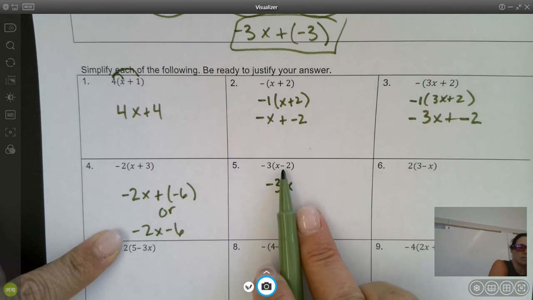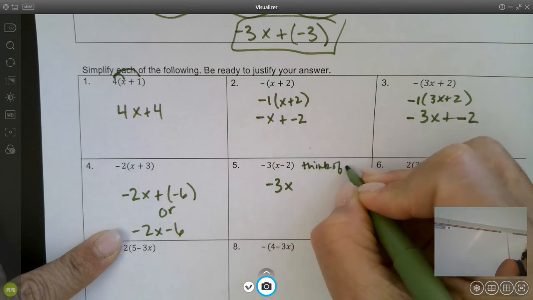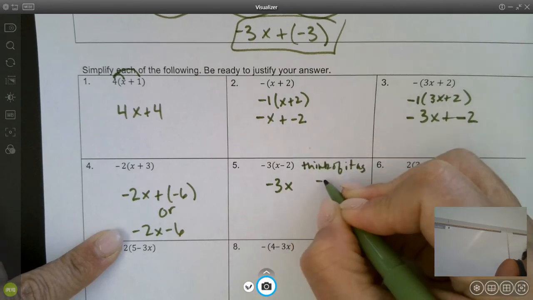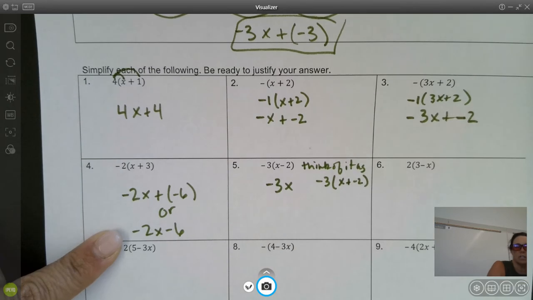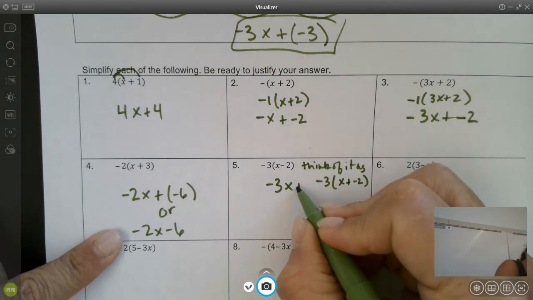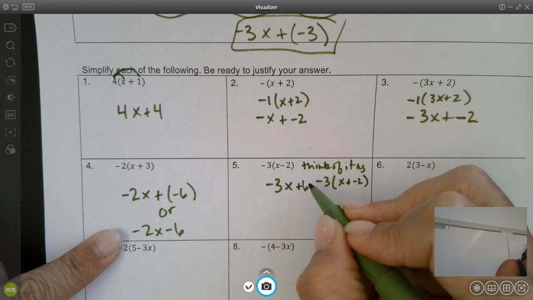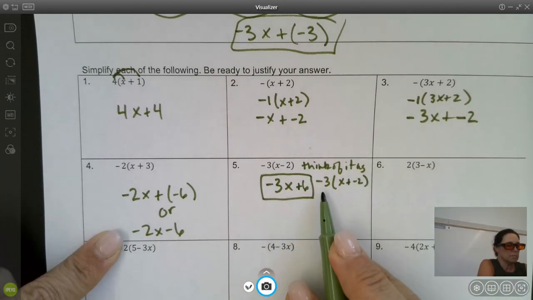All right, this guy, negative 3 times x, negative 3 times, think of this as a negative 2. Think of it as negative 3x plus negative 2. So this would be plus 6. I'm going to put a box around it because it's kind of encroaching upon what I wrote here.